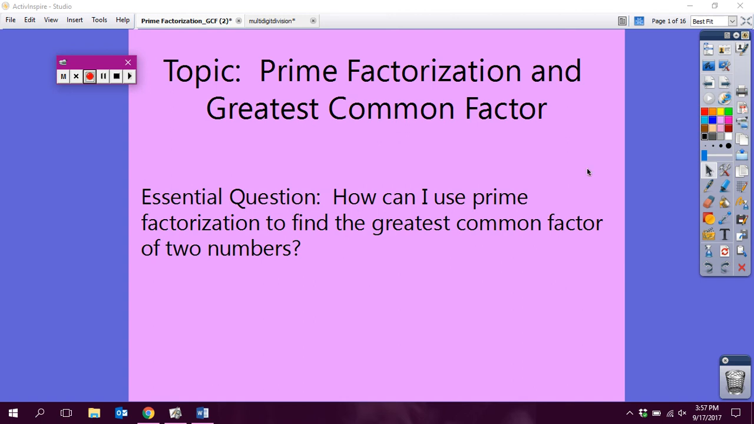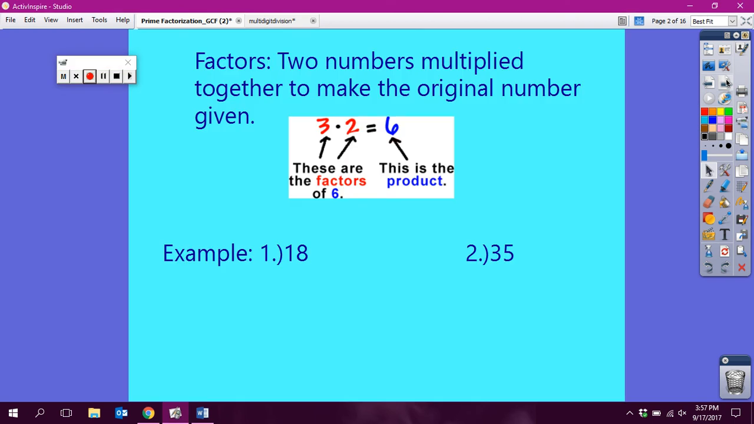Okay, so how can I use prime factorization to find the greatest common factor of two numbers? Well, first of all, you have to know what factors are. Factors are two numbers that are multiplied together to make the original number. Essentially, you're taking your original number and breaking it down into multiplication facts.